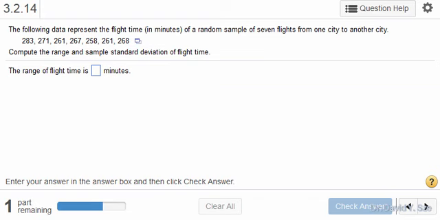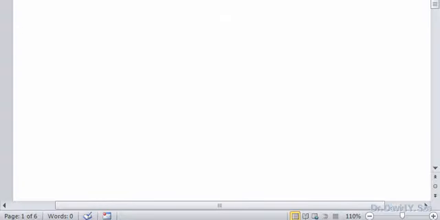Let's go to some scratch paper to do the computation for range. What is the range? Well, the range in statistics has a very particular meaning. Like a lot of terms, this is a term that has a more specific meaning than it does in regular English. The range in statistics is the largest number minus the smallest number in some set of data.